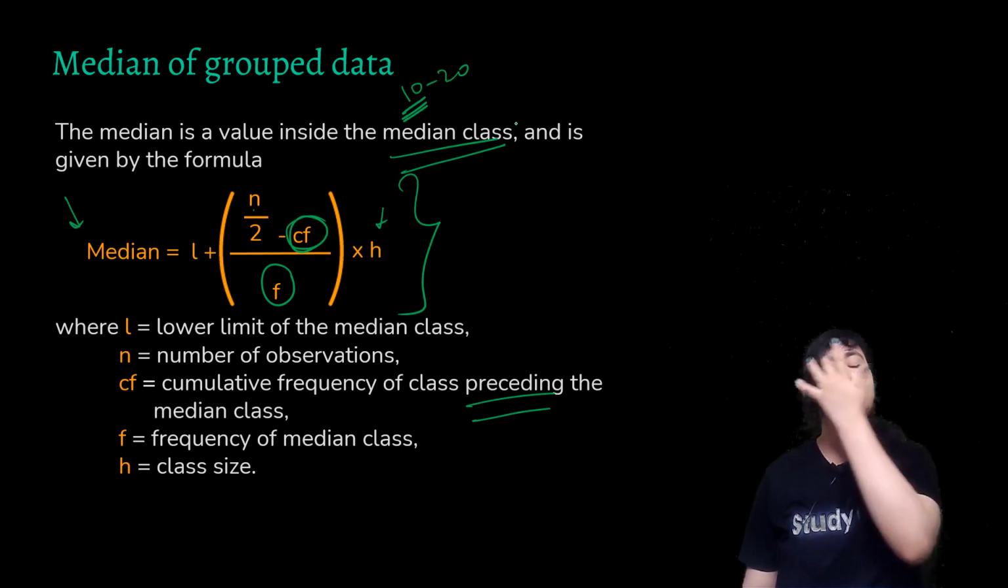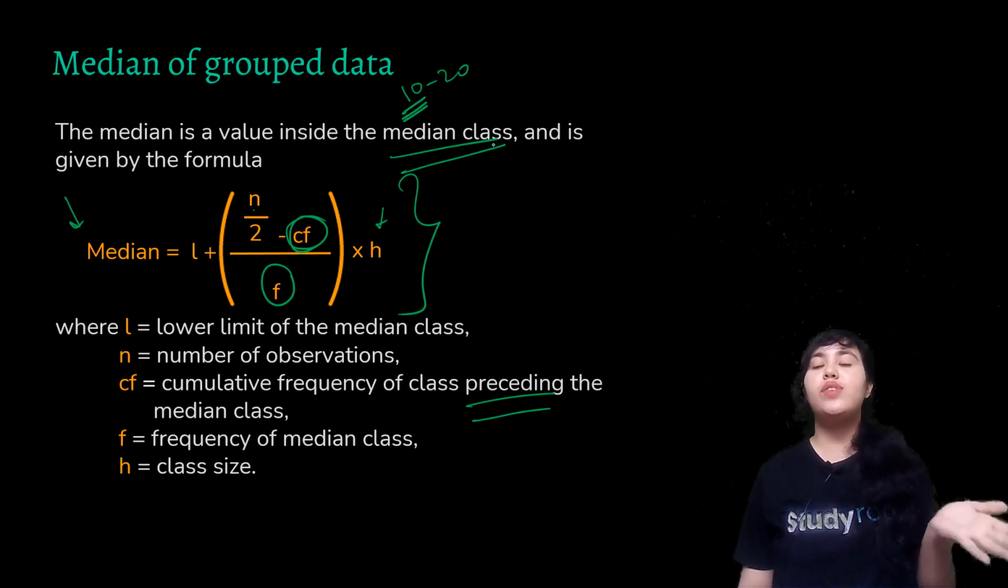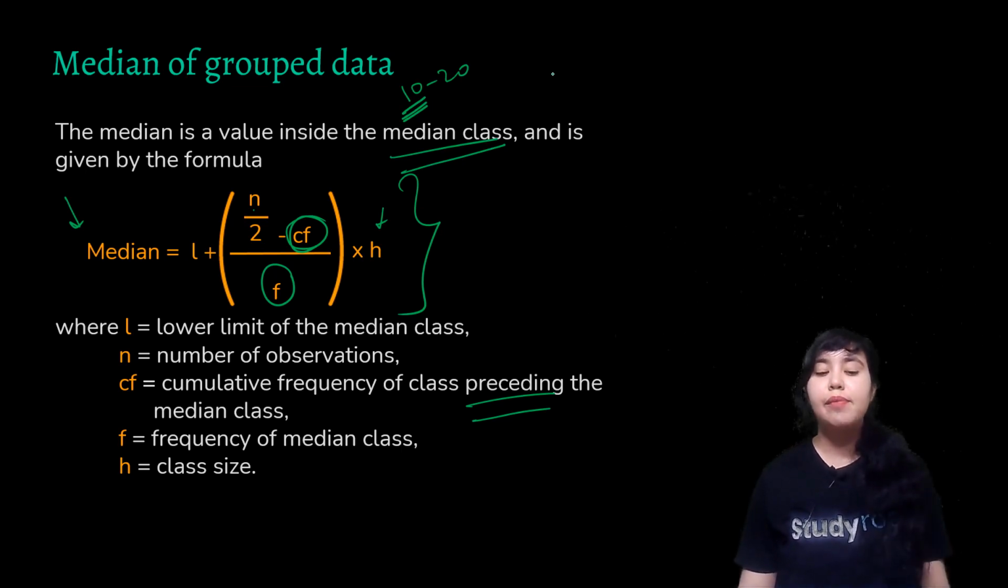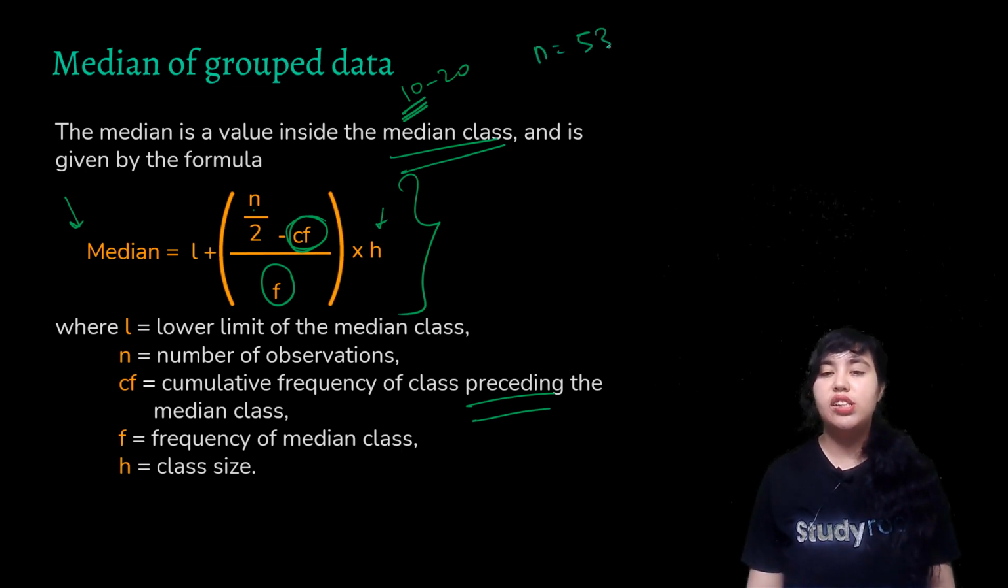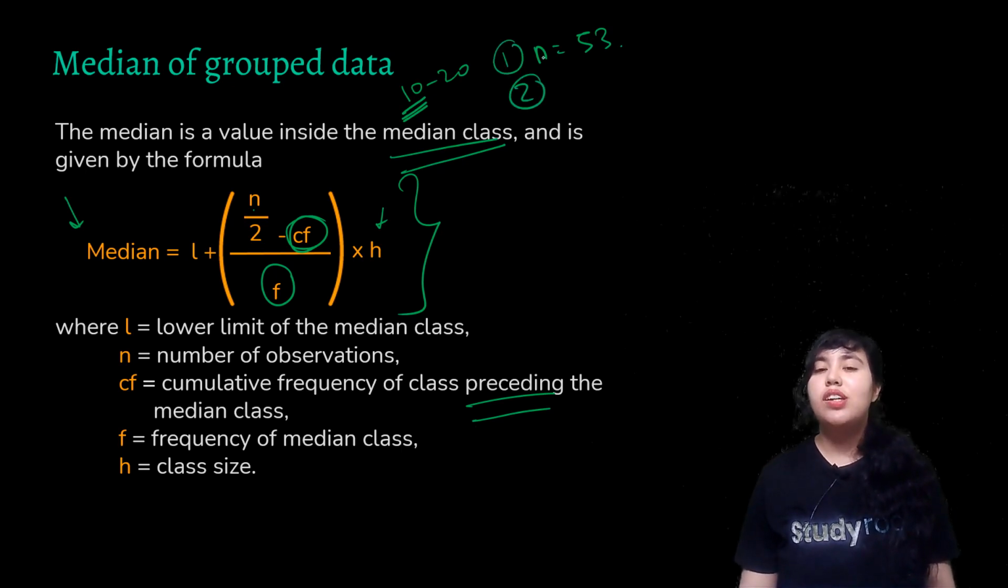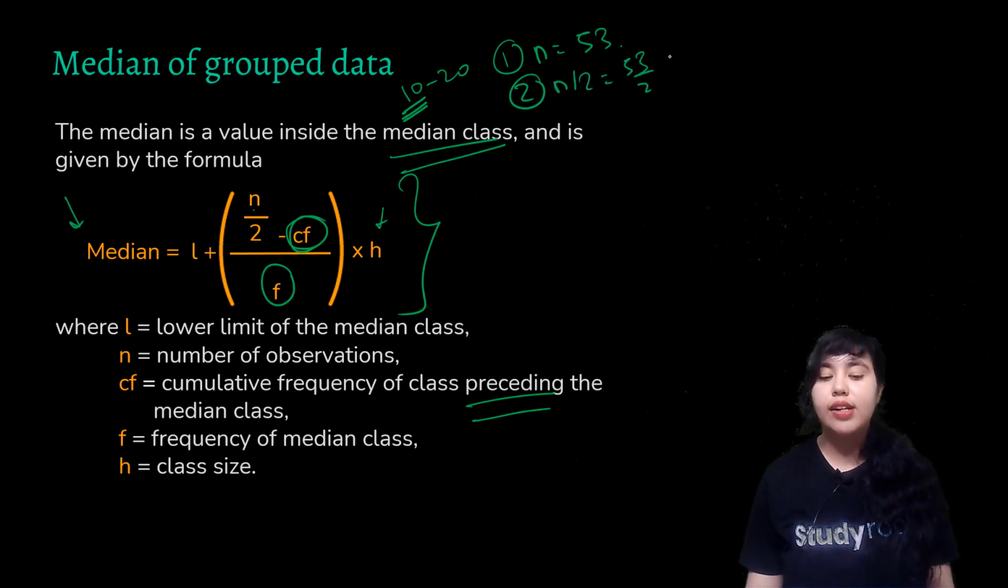So if you remember the previous example where we wrote the cumulative frequency table for more than type and less than type, you must have seen that for less than type, the last term was n equal to 53. So we'll call that n because that was the last value. So I'm telling you the steps for grouped data. So number 2, the step was to calculate n by 2. So that will become 53 by 2, that is 26.5.